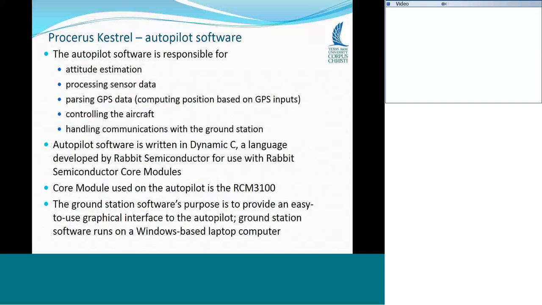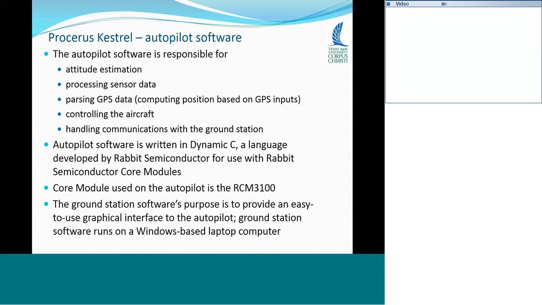Okay, so now let's talk about the software. We talked about the hardware. We'll talk now about the software. The autopilot software is responsible for attitude estimation. Okay, we've already talked some about that. Processing the sensor data, parsing the GPS data, and what that means is you take those, remember the signals from the satellites, where you take all those signals and then figure out where you are, controls the aircraft, and then handles communications with the ground control station. So that's what all the software does.